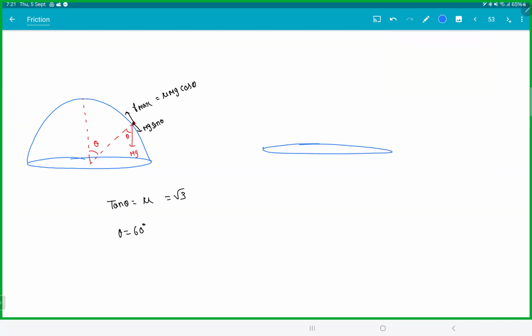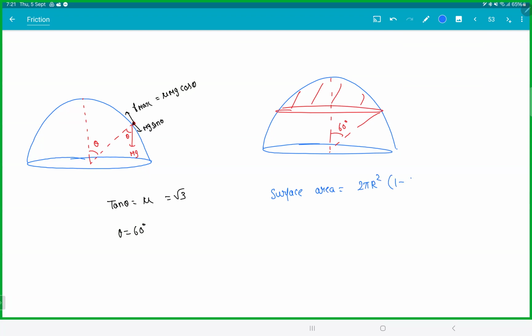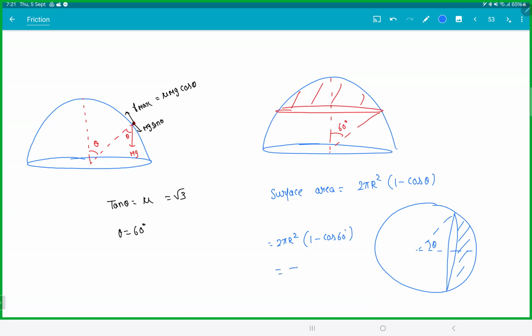That means on this sphere, this is covering an angle of 60 degrees. And we know the shaded curved surface area, the formula is 2 pi r square times 1 minus cos theta. This is the formula we derived for a part of a sphere. That's it. You just need to substitute now. 2 pi r square, angle is 60. That is, our answer is pi r square.